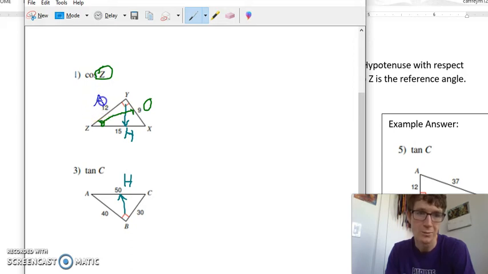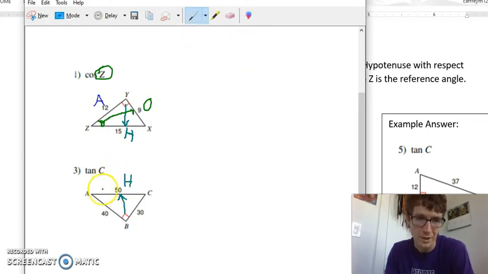If you think of it with respect to Z, Z is right here. The 12 is the one that's adjacent, which means next to. The 12 is next to Z. Whatever side is next to it that isn't the hypotenuse, because you determine the hypotenuse first. So opposite, adjacent, hypotenuse.